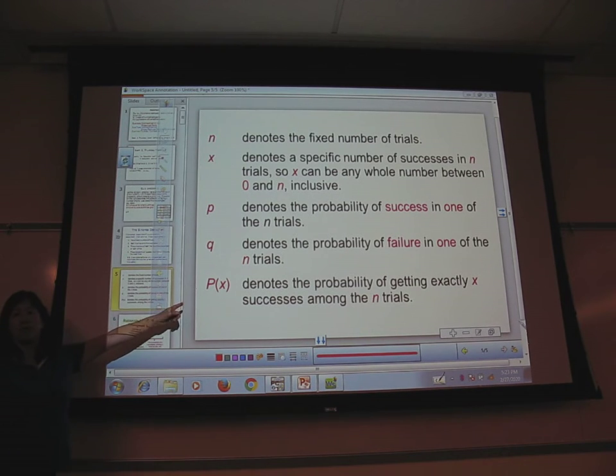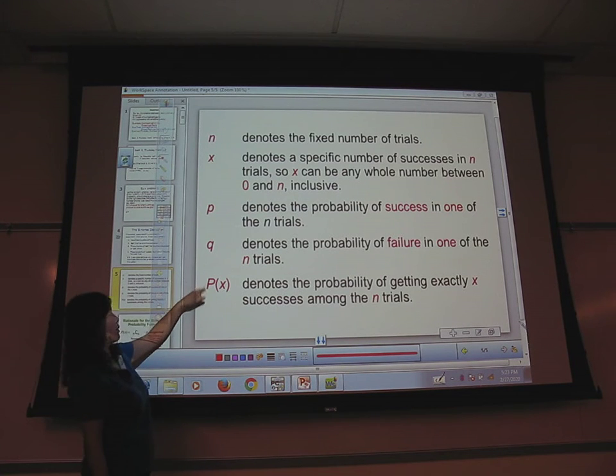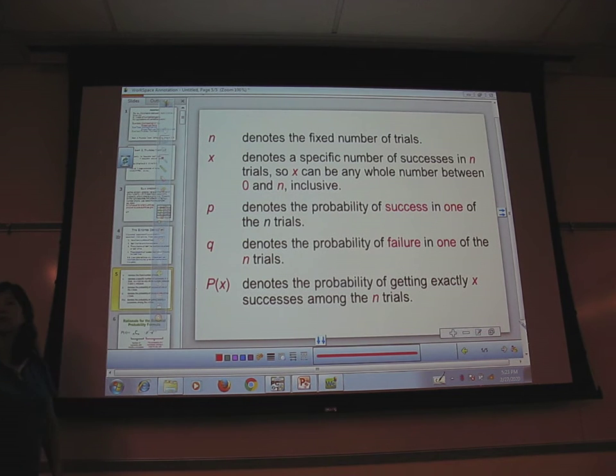And P, probability. I mean, anytime there's a capital P in this class, it's going to be probability, in parentheses, probability of what? x denotes the probability of getting exactly x successes in n trials. Great.